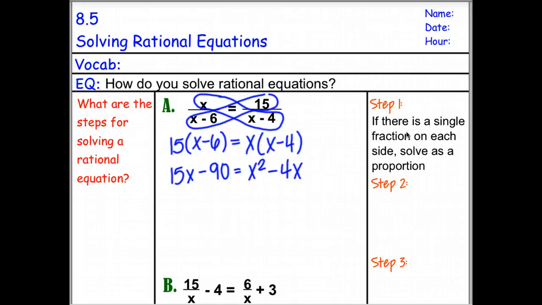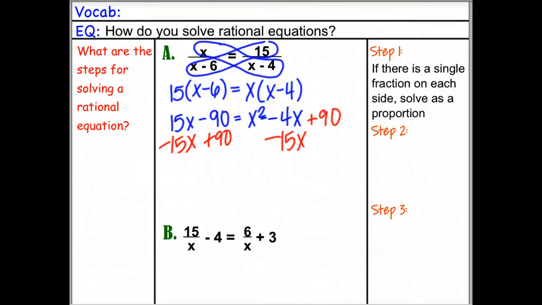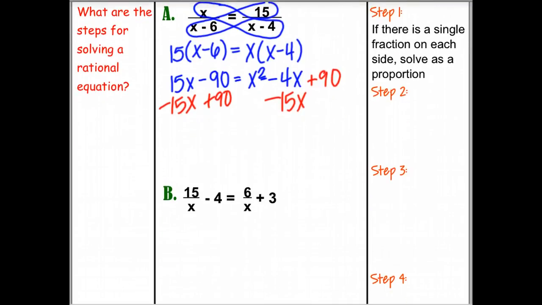Being that we have a squared in there, we want to make sure that we get everything all over to one side. So I'm going to go ahead and subtract 15x from both sides and add 90 to both sides. This gives me, scroll this up for you, we get 0 equal to x squared minus 19x plus 90.